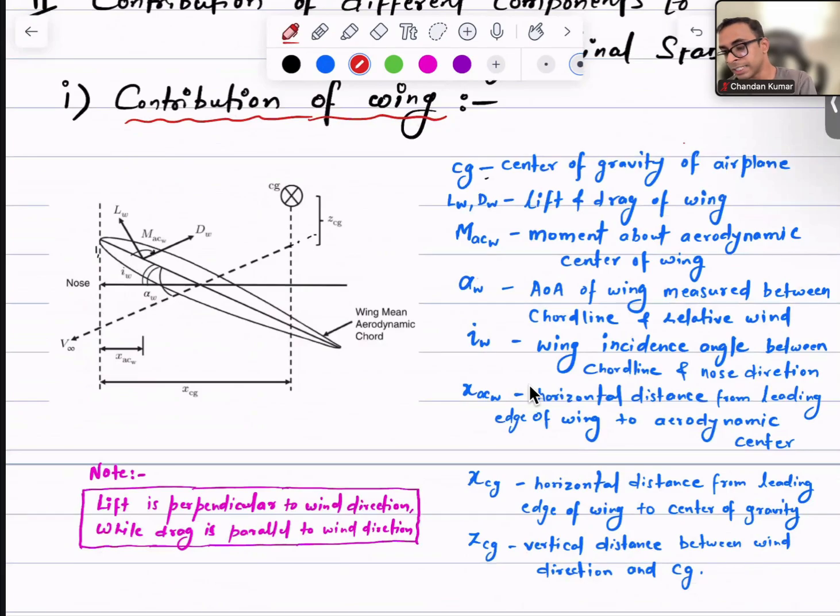So we have here the center of gravity, which is CG. We have the lift and drag acting at the wing. These two are the forces. Then we have the moment about the aerodynamic center of the wing, and then we have the angle of attack for the wing, measured between the chord line and the relative wind. We have the wing incidence angle, measured between the chord line and the nose of the airplane.